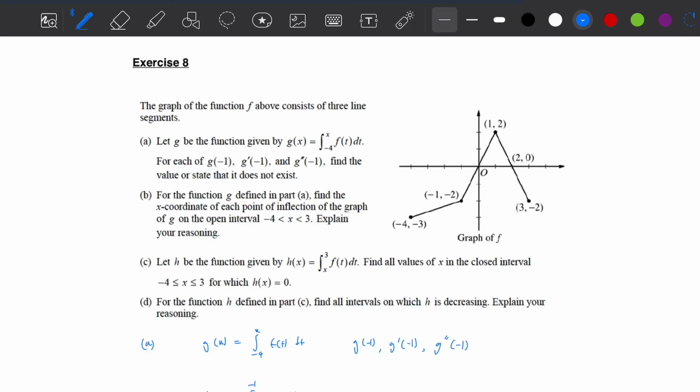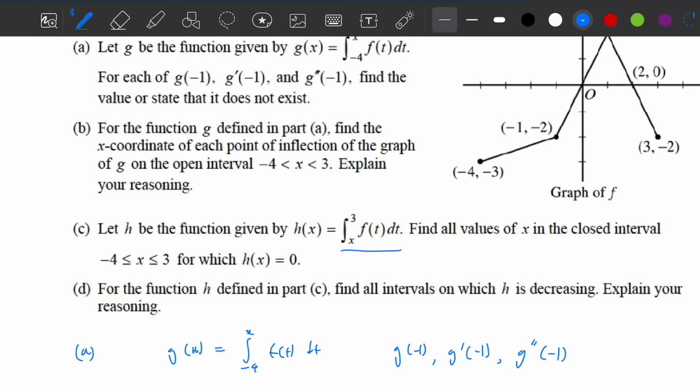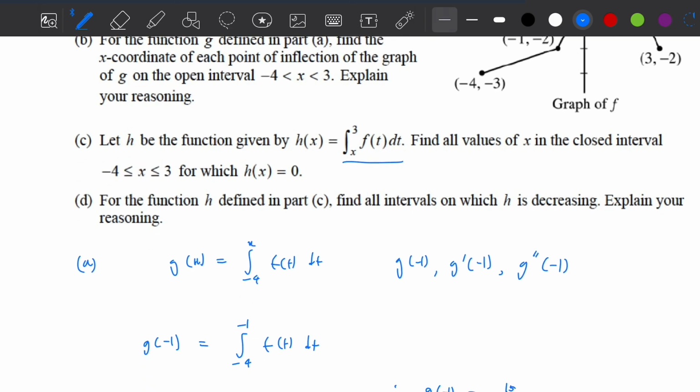Moving on to part C. Part C introduces the function h(x), defined as the integral from x to 3 of f(t) dt. We need to find all values of x in the closed interval [-4, 3] for which h(x) equals 0. h(x) equals 0 means that the net area under f from x to 3 must be 0.